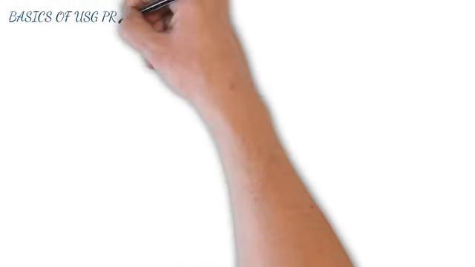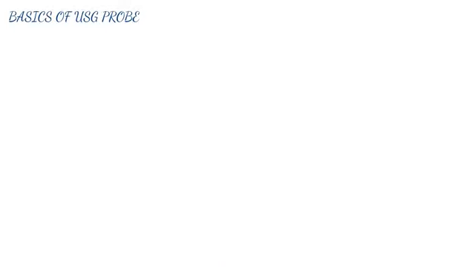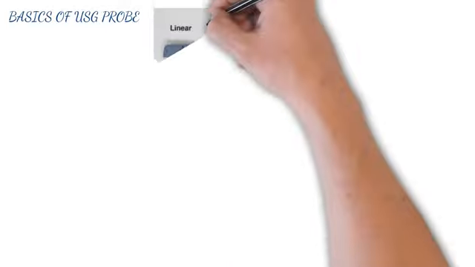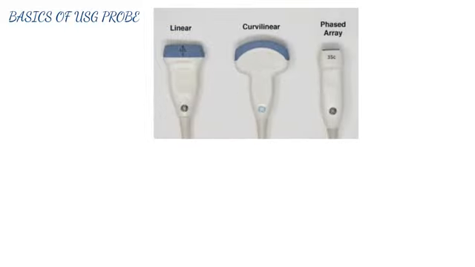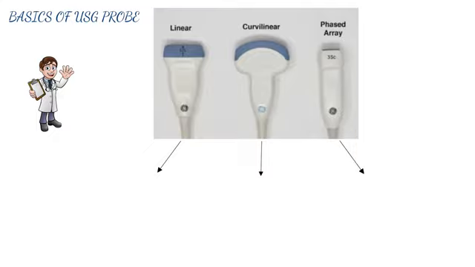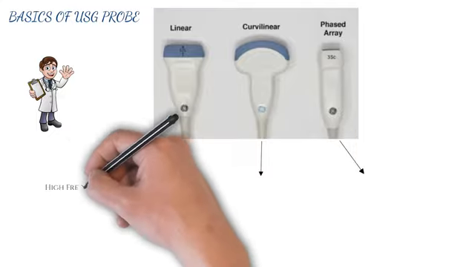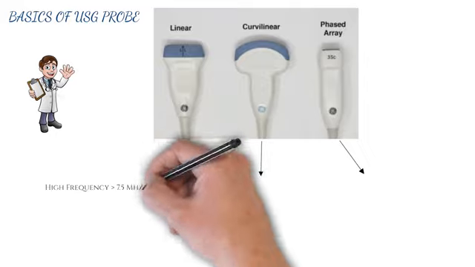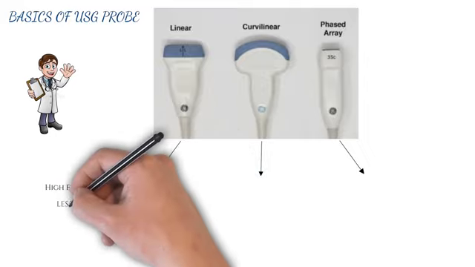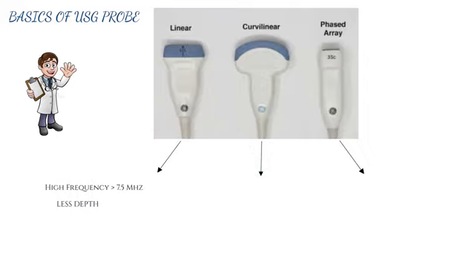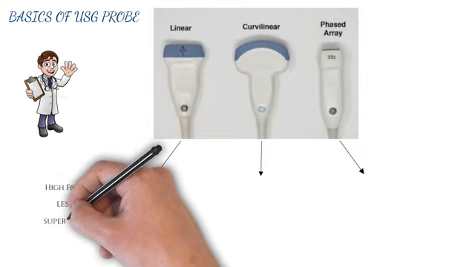Let's study the basics of the ultrasound probe. Basically, there are three kinds of probe which are used in practice. One is a linear probe, another is a curvilinear probe, and third one is a phased array probe. The linear probe has a high frequency of more than 7.5 MHz. High frequency means lesser depth and superficial structures can be seen.